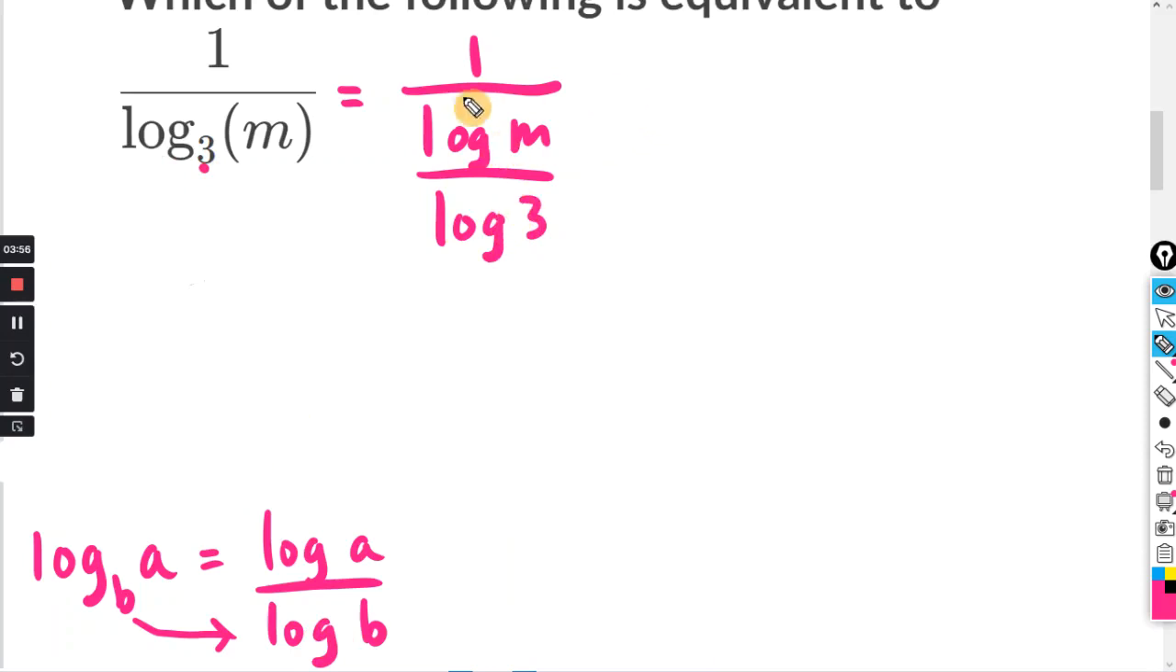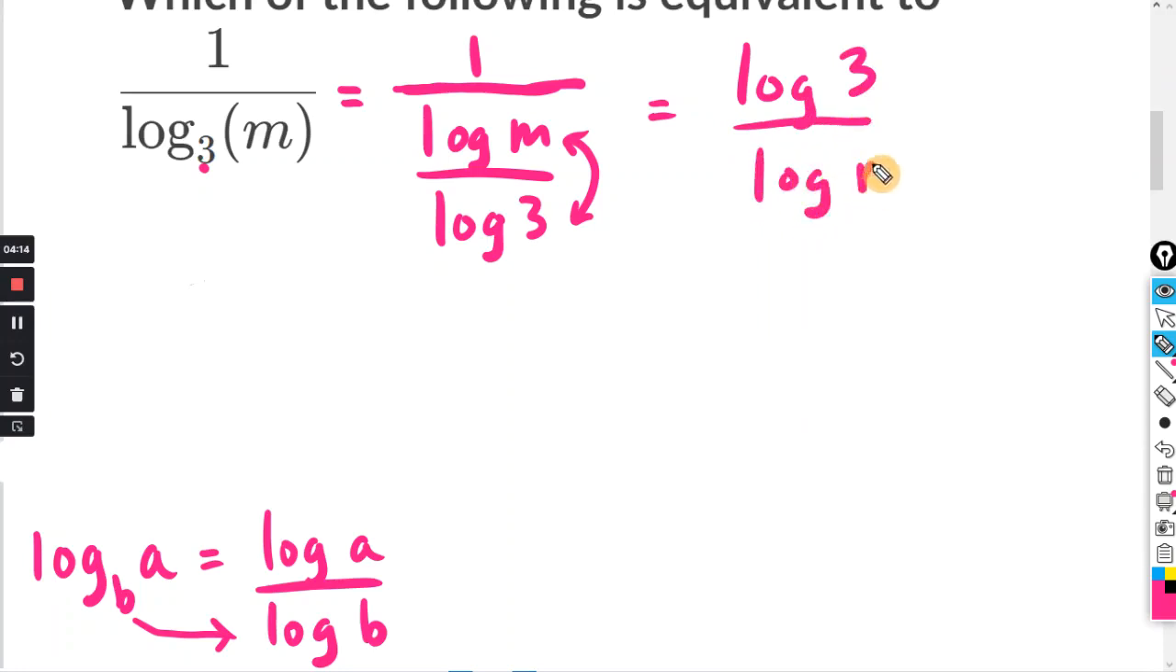All right. And now we can use keep, change, flip. If you just take the reciprocal of this right here, and 1 divided by that, we're going to have log of 3 divided by log of m. And that's times 1, but times 1 does nothing. So this is equivalent to this right here. Now, I looked at the answers. There were no answers in this form. However, we can take this and convert it back to this form.